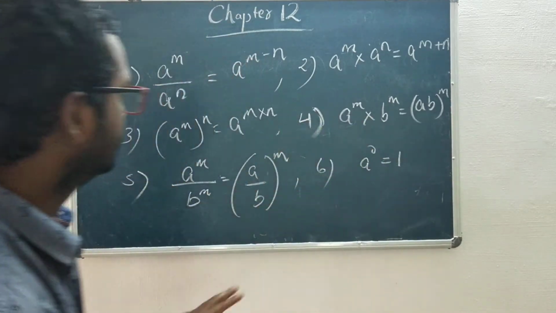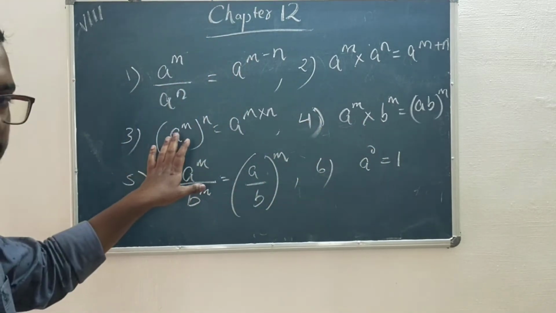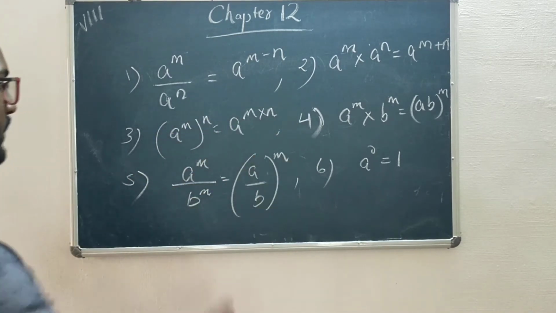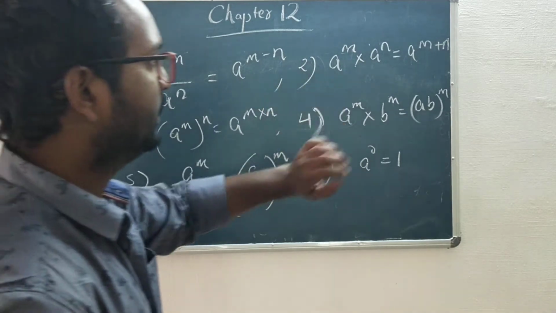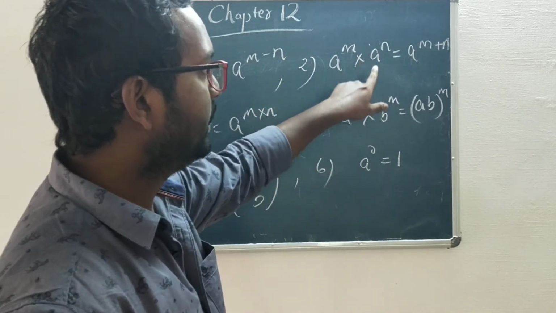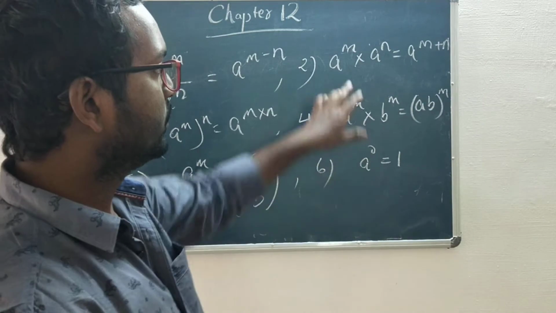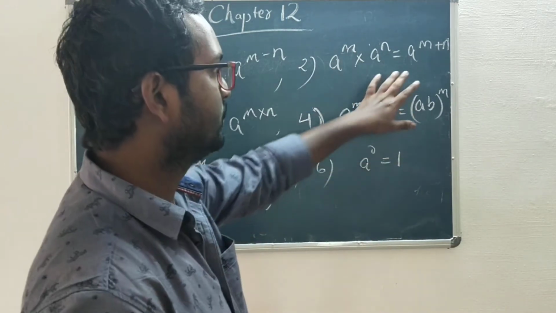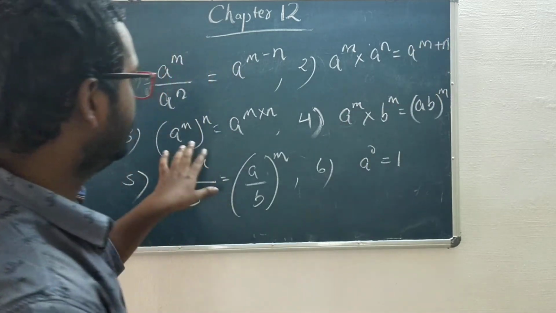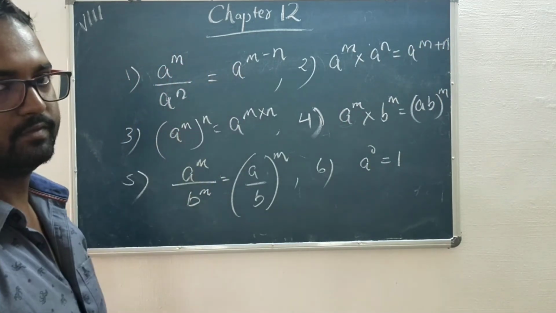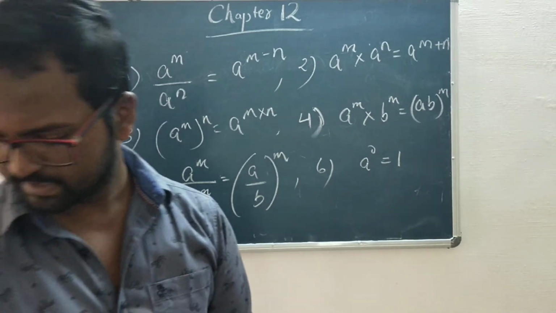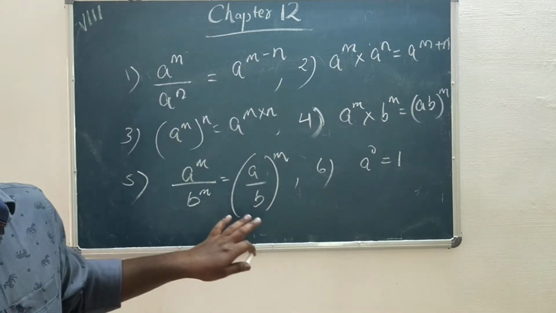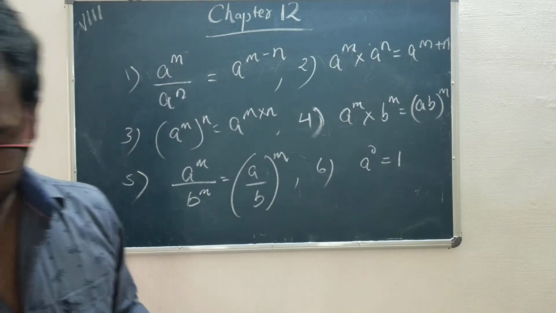Okay, now see the third one, a power m to the power n. We have discussed this already. A power m into n, we have to multiply these two powers. The second one, a power m into a power n, can be written as a power m plus n, because in multiplication we have to add the powers. In division we have to minus the power. The same thing is discussed. This formula is not mentioned. The rest of the formulas are mentioned in page number 195.